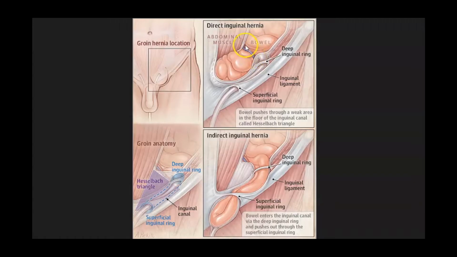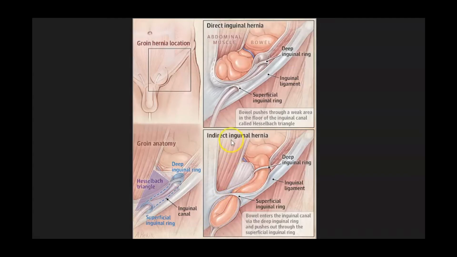Here you can see the inferior epigastric vessels. Here's the deep inguinal ring, superficial inguinal ring, and this is where the spermatic cord goes down into the scrotum. So the bulge is going to be around here. And then with the indirect inguinal hernia, the hernia is going to protrude from the deep inguinal ring, past the superficial inguinal ring, and then into the inguinal canal and scrotum.